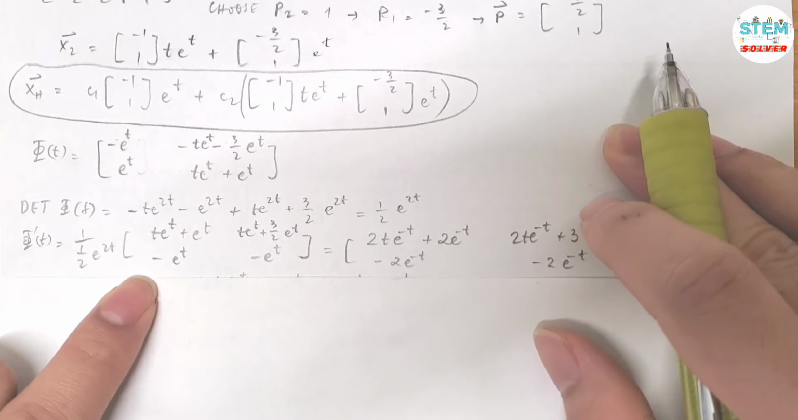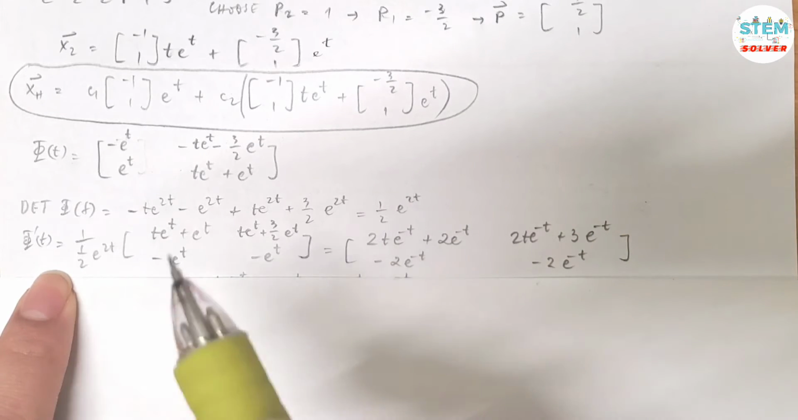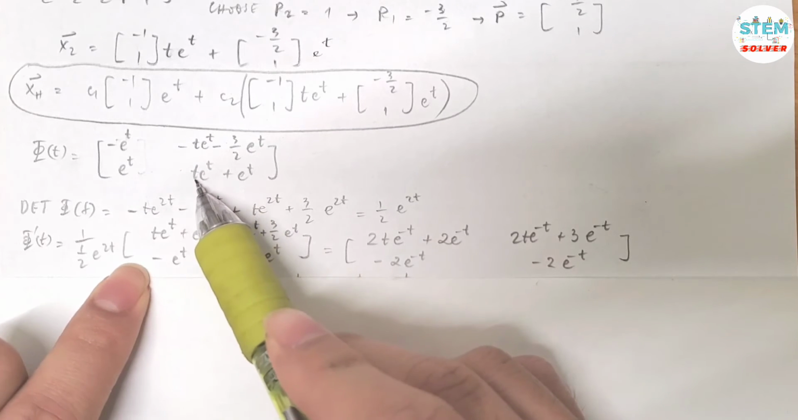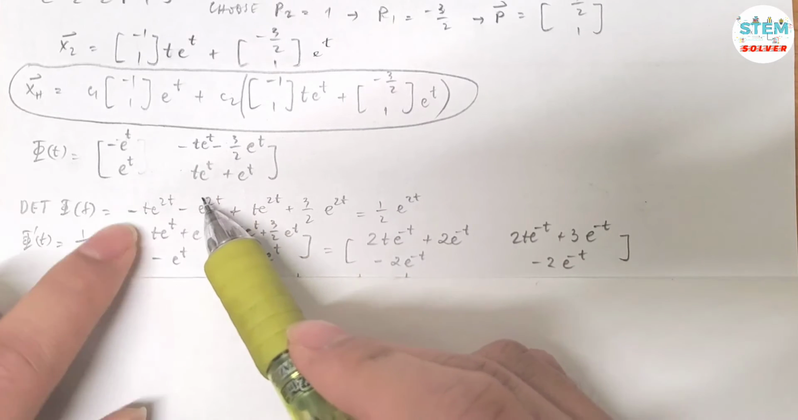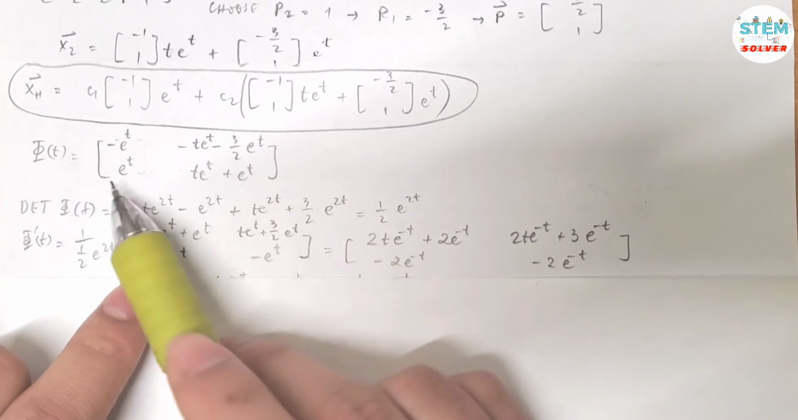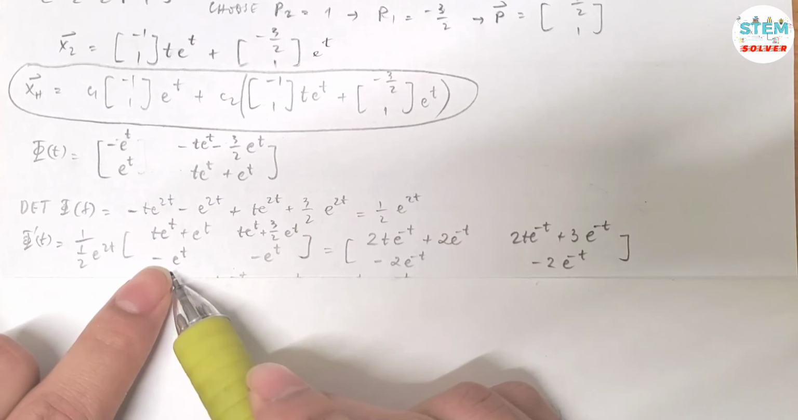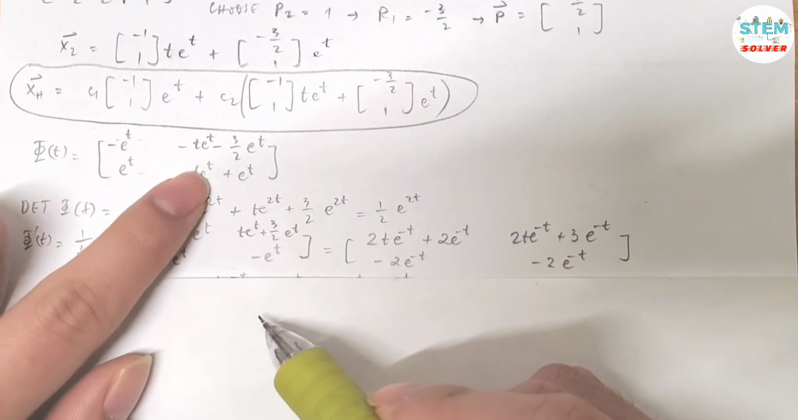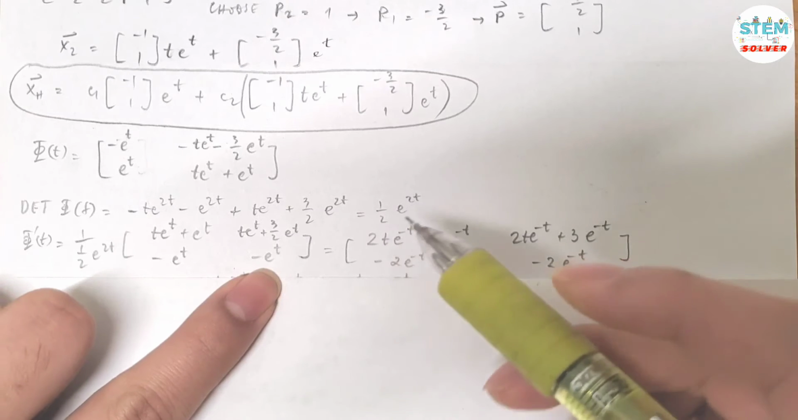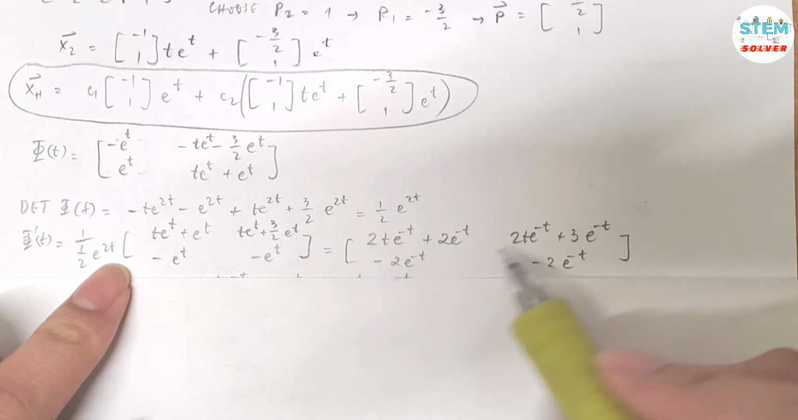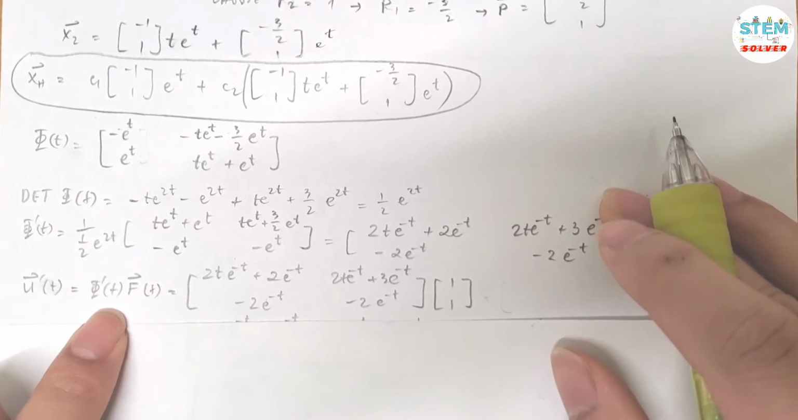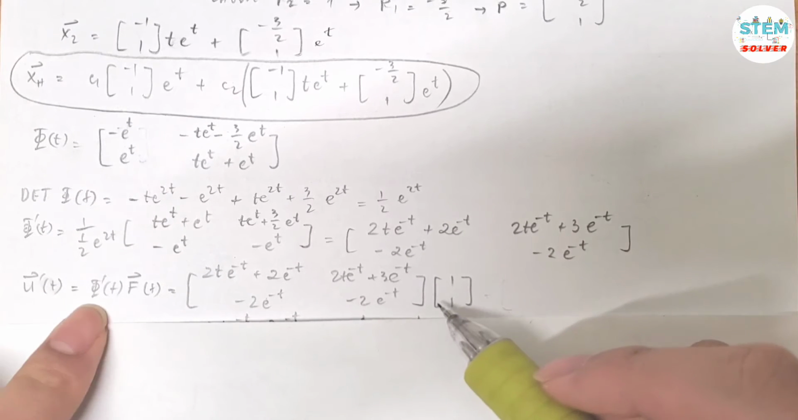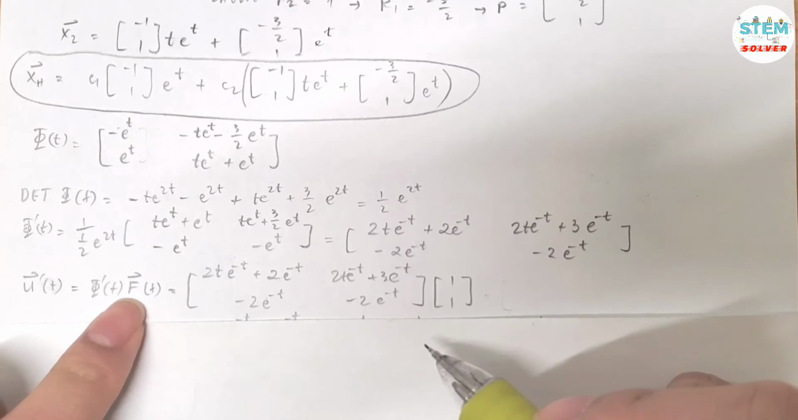Then you need to find its inverse, which is equal to 1 over the determinant times this matrix, but we need to change something. So in the upward diagonal line, you need to multiply by -1. In the downward diagonal line, switch their positions. Okay. After you do the calculation, it gives you this matrix. Now let's find u prime of t, which is equal to inverse phi of t times f of t.